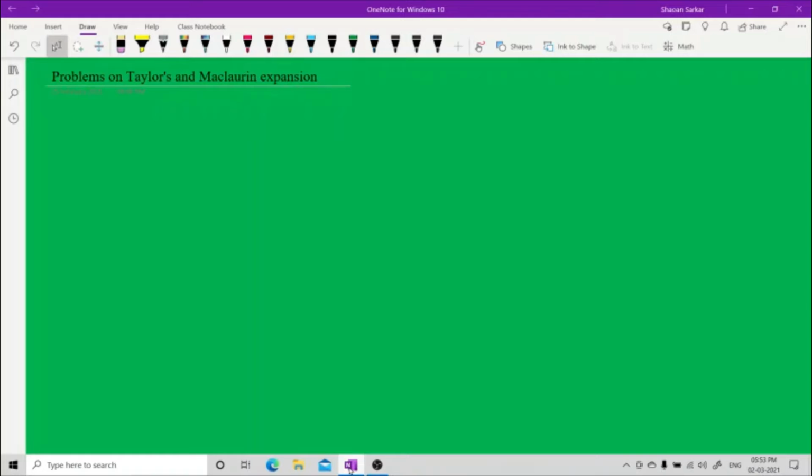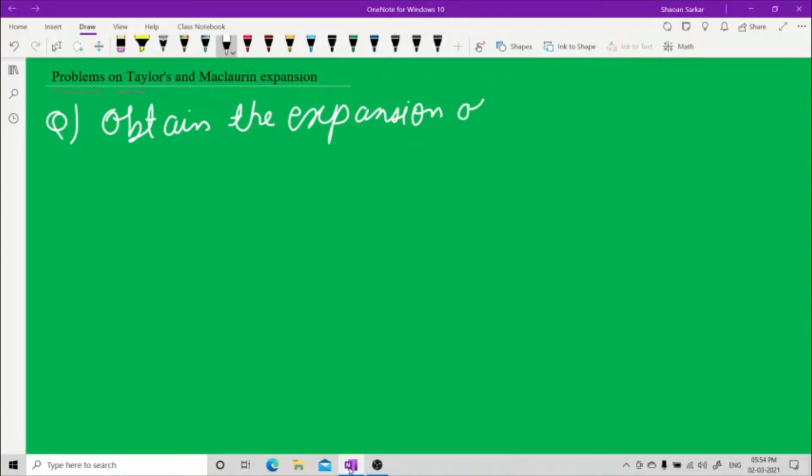Problems on Taylor's and Maclaurin's expansion. The question is: obtain the expansion of e to the power of x by Maclaurin's method.